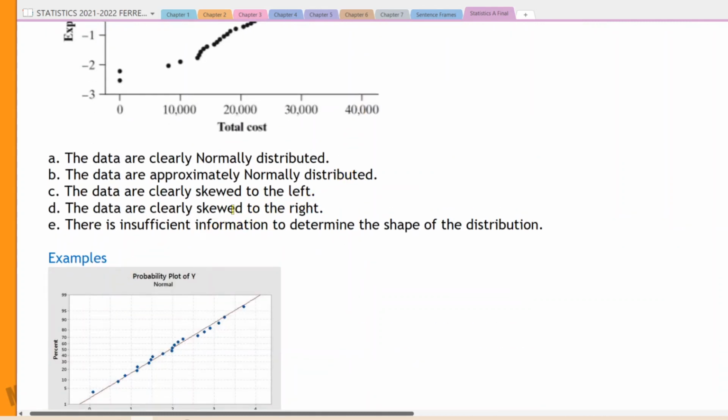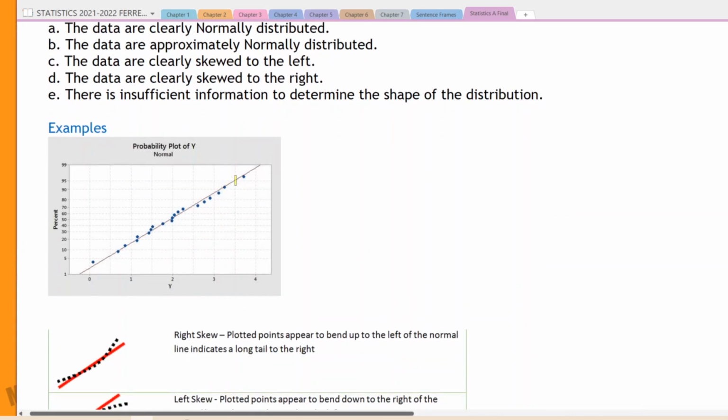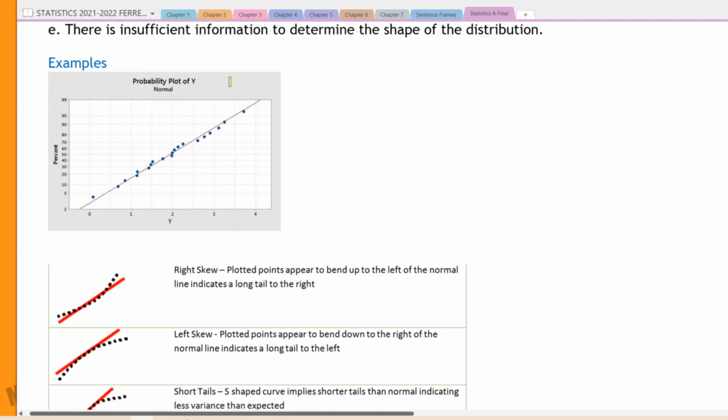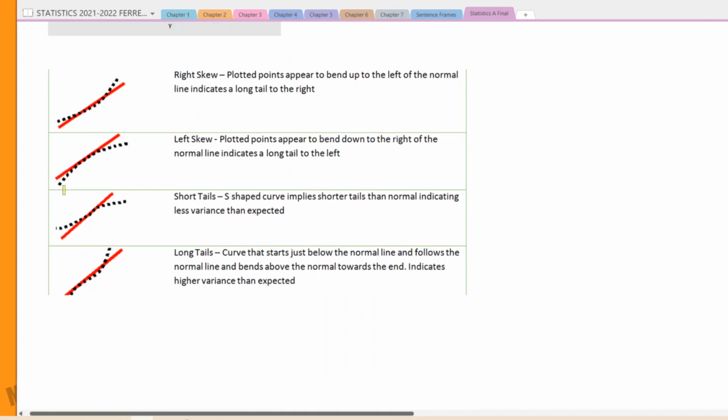A lot of times we don't really talk about what these are supposed to look like, but we should take a look at them now. Here's the example of what a normal distribution looks like. Everything's kind of clinging to that straight line. Over here with a right skewed distribution, you have this bow upwards. Left skewed distribution, you have this downward bow. If you have short tails, you're going to create an S. If you have long tails, this doesn't show it very well, but it's kind of like the backwards S.